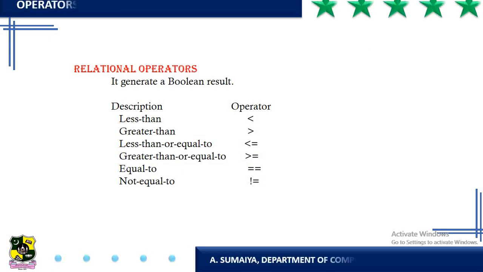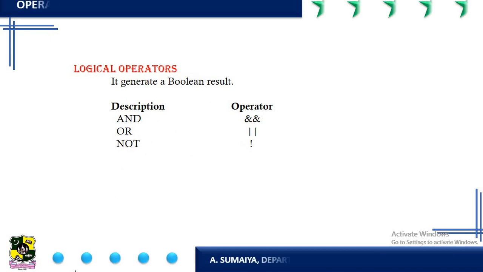Next one is logical operator. It generates again the Boolean type values. The AND condition will be true when both conditions are true. The OR condition will be true when either condition is true. The NOT operator is used for the complement of an operand.